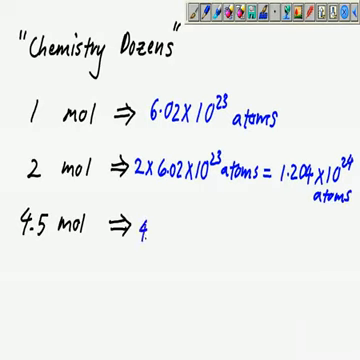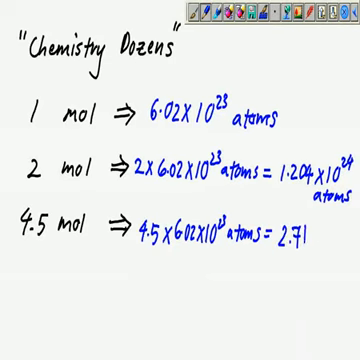Okay, let's try this as well. 4.5 times 6.02 times 10 to the power 23 atoms. So therefore you will get a figure, and this figure is, let's try 4.5 times 6.02. So the number is 27.09. So it is 2.71 times 10 to the power 24 atoms.